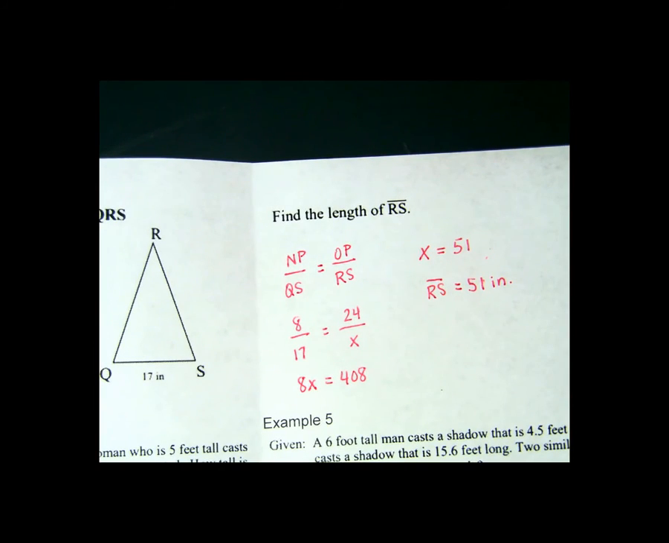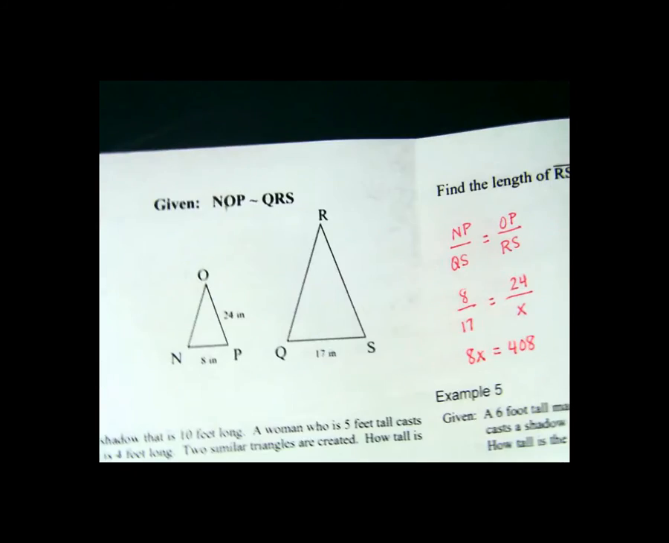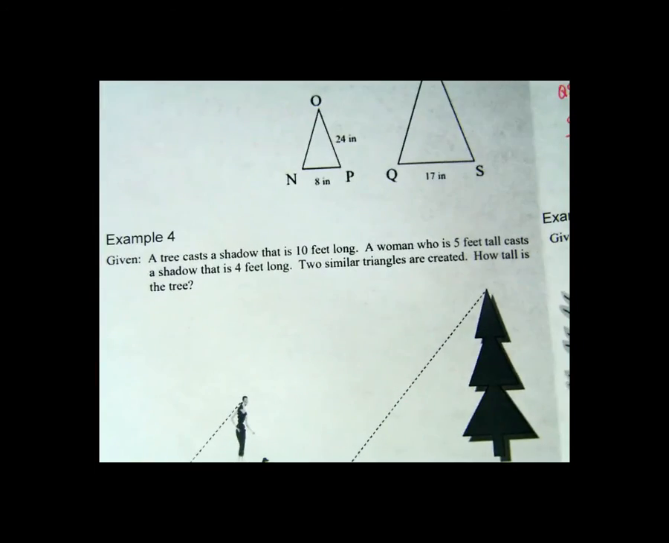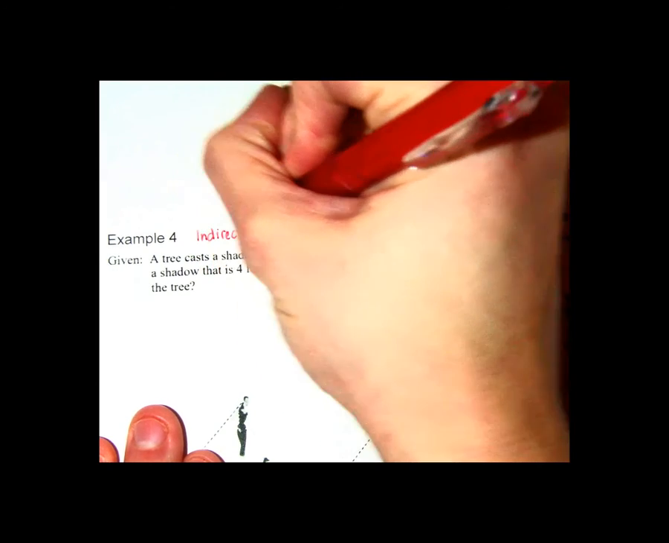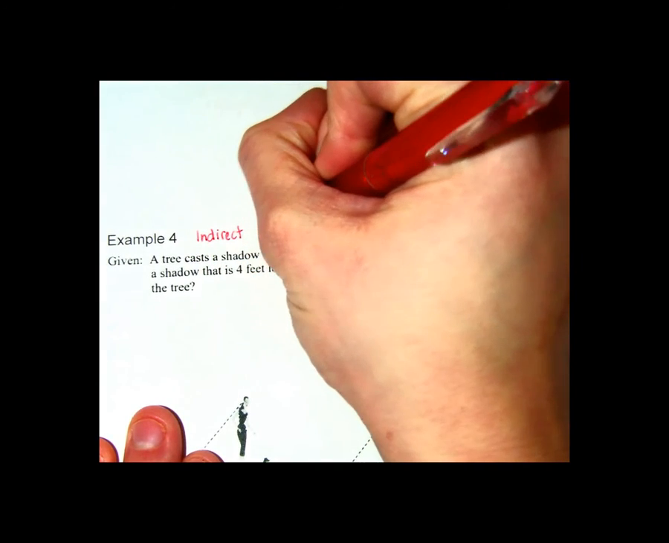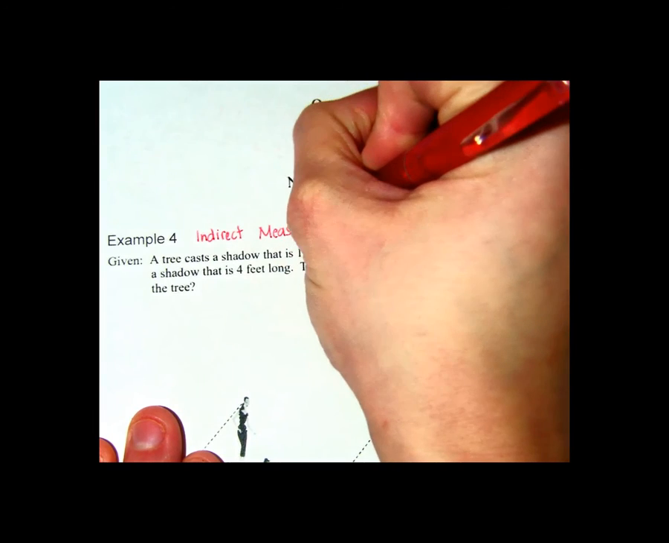These questions can also be done with examples 4 and 5. These are word problems. This is actually called indirect measurement. This gets used when nobody really needs to or has to climb a tree or anything.